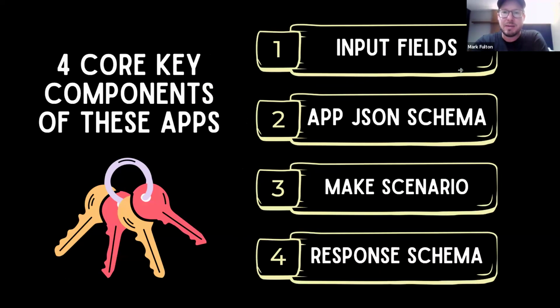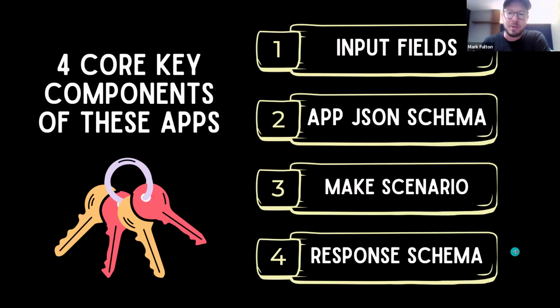The second is the app JSON schema, which I'll explain in more detail. Basically, it's the structure of the data input fields. Make.com needs to make sure that it's getting the right structure, and I'll show you how to do that. And then the Make scenario itself, of course, is your automation workflow, whatever it may be for your particular app. The Make scenario is a key component.